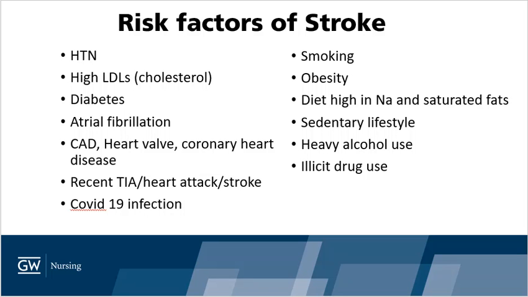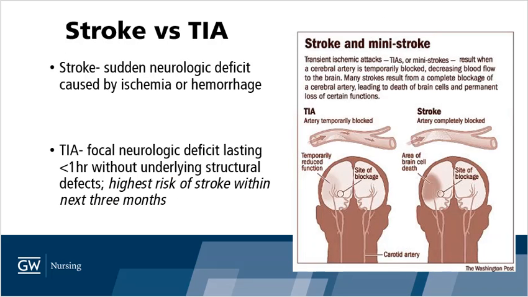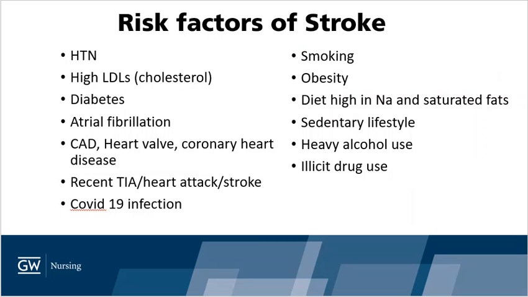Other things like heart valves and coronary artery disease, a recent TIA, or a heart attack or stroke. As you saw in the previous slide, which I'll flip back to really quickly, the highest risk of stroke is within the next 3 months after the TIA. So in your history, if they're reporting, oh, I had a TIA back in February, and let's say that was 4 months ago, you know the likelihood of a TIA being a precursor to a full-on stroke, that risk factor is there.